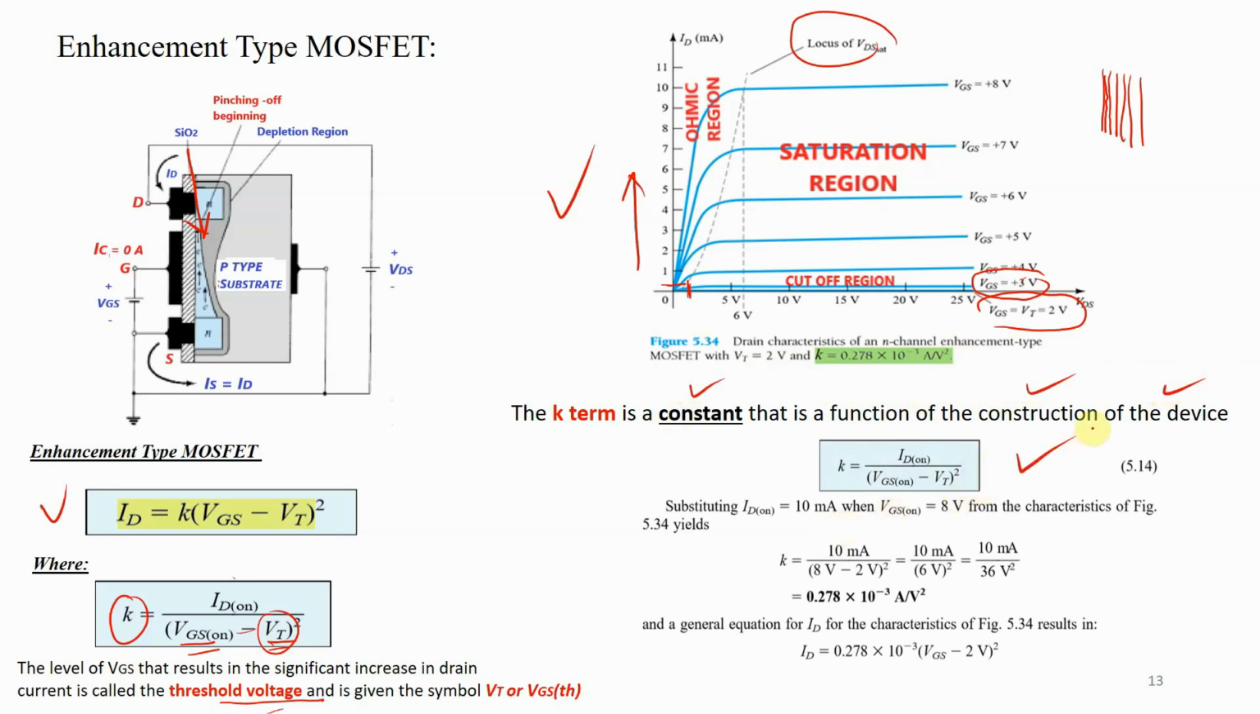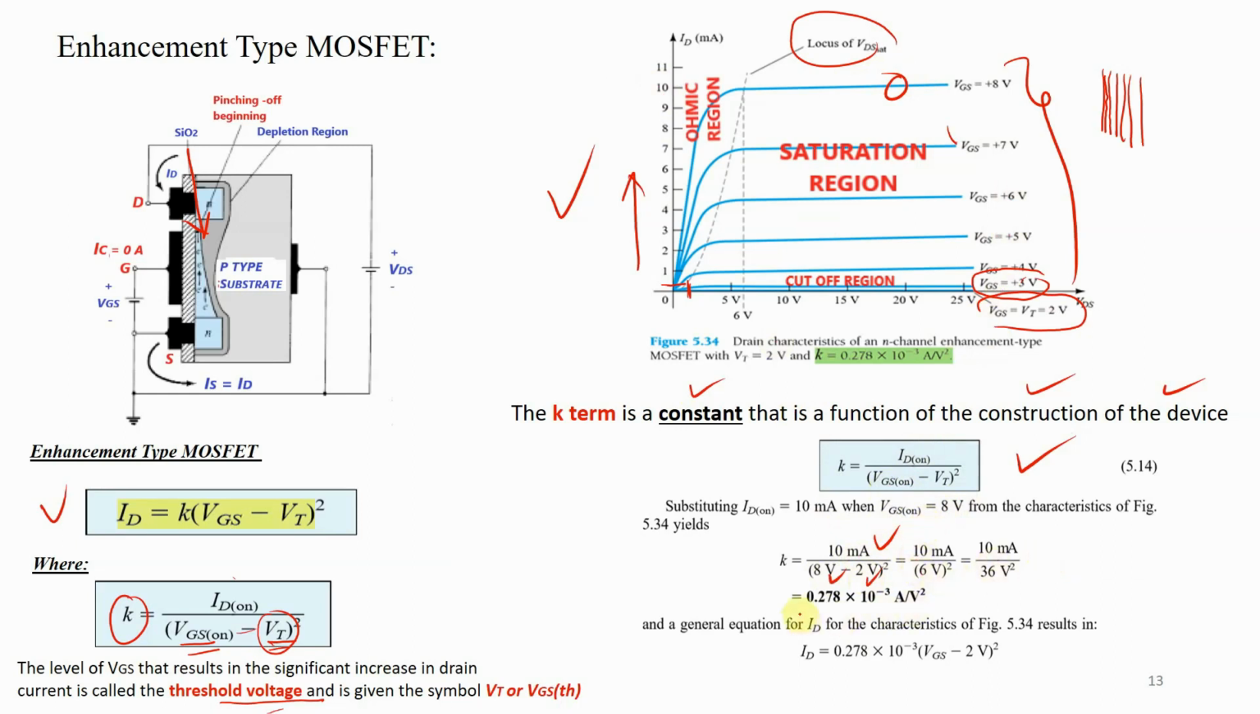So we have the equation for K. Let us apply it here, taking the data from this waveform. We have ID(on), which is, let's say, the maximum, 10 milliamperes. What is VGS(on)? Which is 8. And then what is VT, the threshold voltage? Which is 2 volts. It's given.